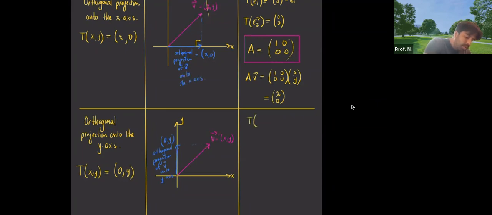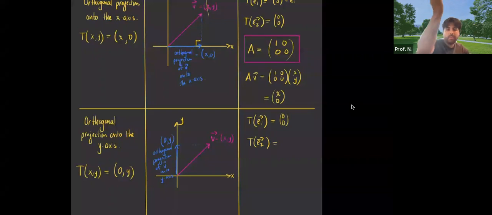So what happens to E1 under this operation? It becomes what? 0, 0. What happens to E2? Well, you project 0, 1 onto the y-axis, you get 0, 1 again. And so then what's the associated matrix to that? 0, 0, 0, 1.